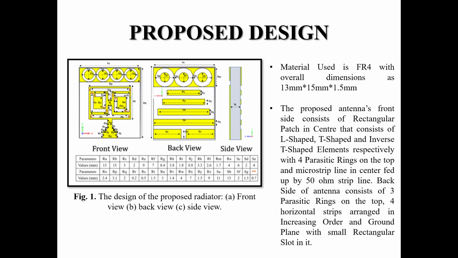The antenna's front side consists of L-shaped, T-shaped and inverse T-shaped elements respectively. Back side of antenna consists of three parasitic rings on top, four horizontal strips arranged in increasing order, and ground plane with small rectangular slots in it.